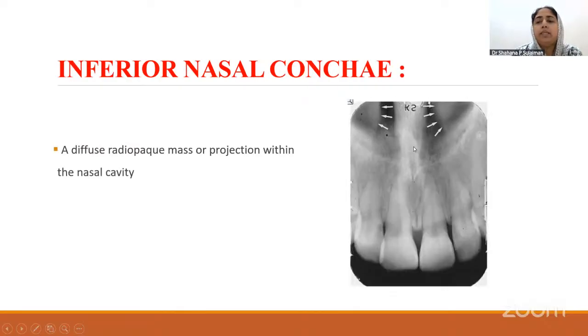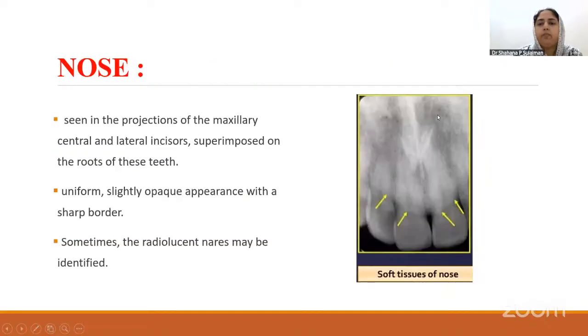Now, in some cases, you can also appreciate the inferior nasal concha. When you studied the anatomy of the lateral wall of the nose, you might have studied about the conchae on the lateral wall of the nose. So we have the superior, middle, and the inferior concha. And the inferior concha sometimes might be visible as a radio-opaque shadow in the incisor radiographs inside the nasal fossa.